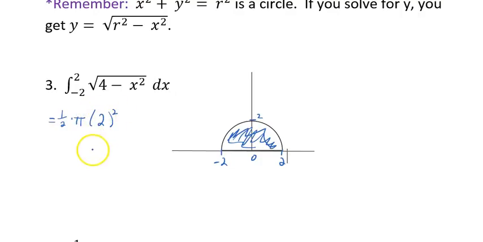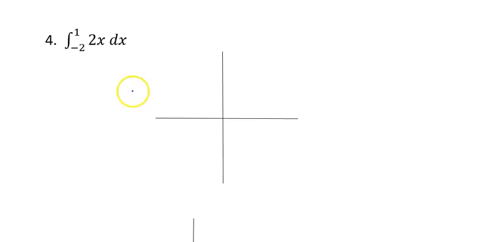And like I said, our radius is 2. And so if I square that and multiply by 1/2, I get 2 pi, or whatever that is as a decimal. But again, that was a really easy geometric calculation compared to the algebra you would try to get into otherwise. Okay, so example 4, we have another line.